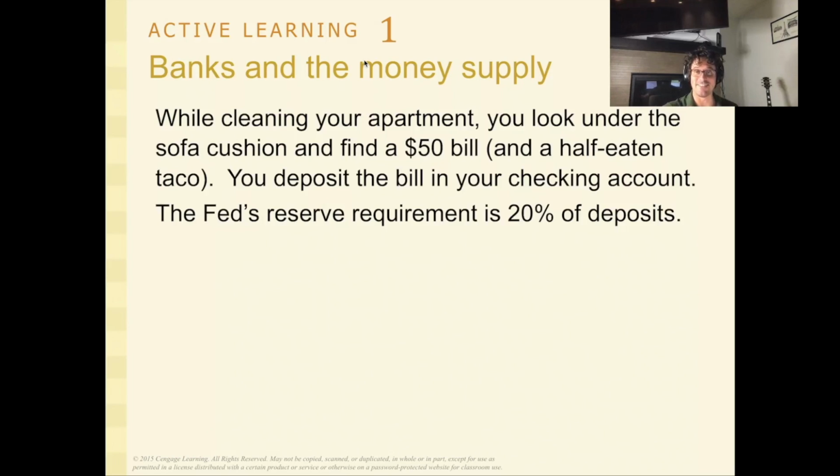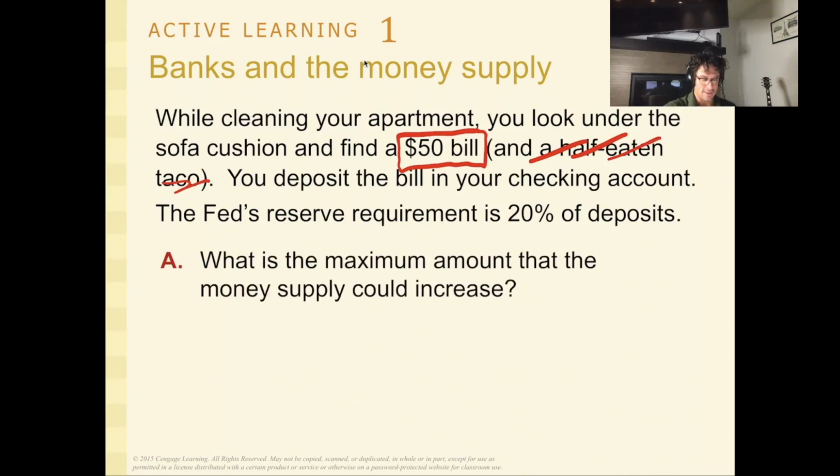Let us do this activity in class. While cleaning your apartment, you realize that you have a $50 bill and a half-eaten taco. Forget about the taco. You deposit the bill in your checking account, and the Federal Reserve's requirement is 20% of deposits. What is the maximum amount that the money supply could increase? You have to study the most that the money supply could increase. Importantly, you already have 50, so I want the change with respect to the final money supply minus this 50.